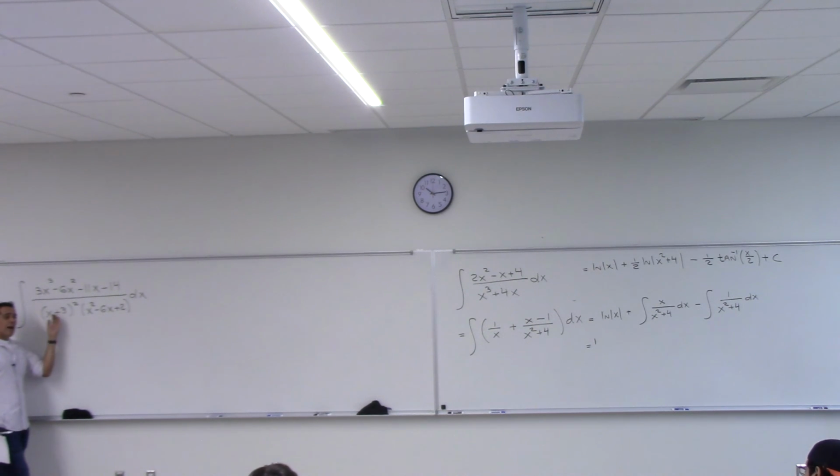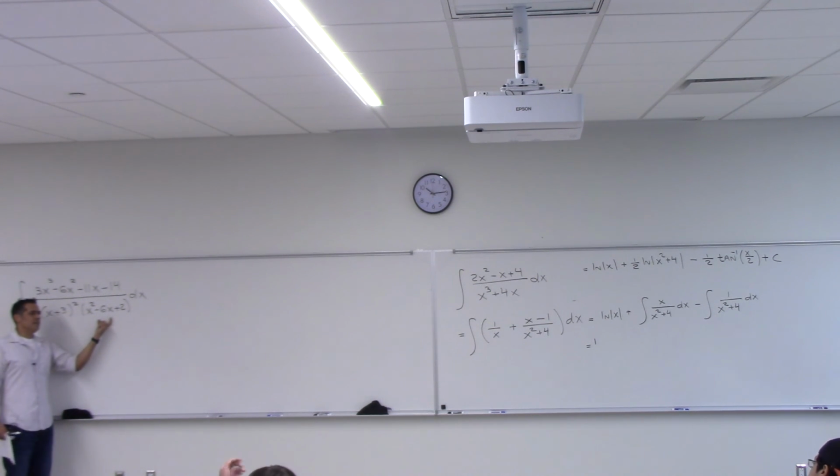All right, so then you factor the denominator. Well, it is factored, right? This is a repeated linear factor. This is an irreducible quadratic, right? You're not factoring this.